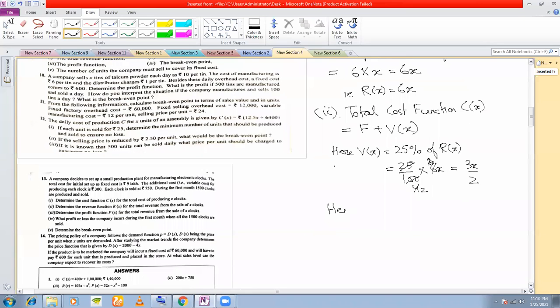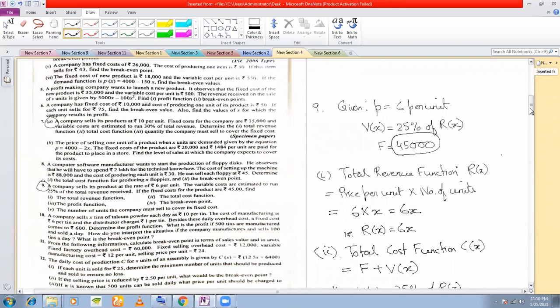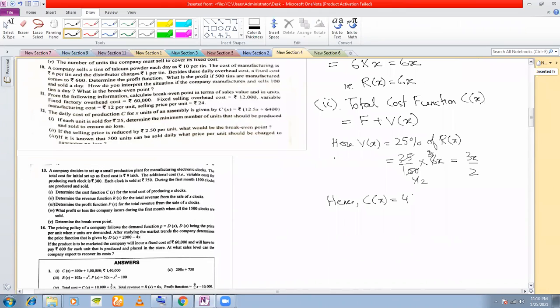Hence, what is your total cost function? Cx is equal to fixed cost plus variable cost. How much is the fixed cost given here? 45,000. Fixed cost 45,000 plus variable cost 3x by 2. This is your total cost function.